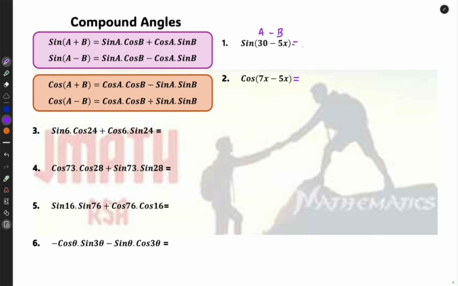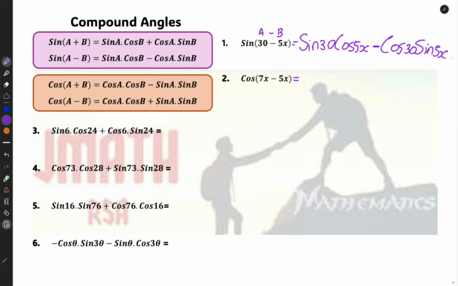So I'm not going to put the minus in the place of B. I'm just using the minus to see which one of the four formulas I'm going to use, and then I'm just going to sub in. So this first one is just going to be sine 30 cos 5x. And then, because it's sine and it has a minus in the bracket, it stays a minus. And then it changes to cos 30 and sine 5x. That's it. That's all they want.